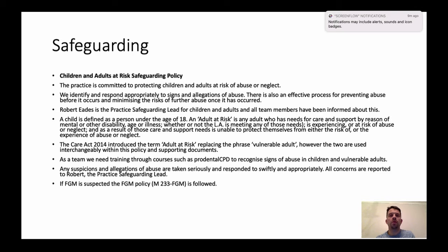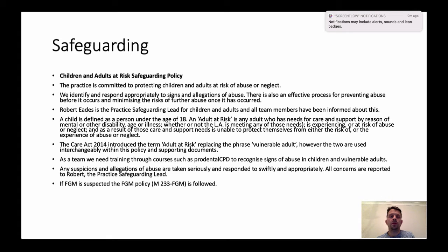Safeguarding is a really serious and very, very important protocol that we've got at the practice. So we must always protect children and adults at risk of abuse and neglect. If we identify it, we need to make sure that we have a really effective response. That includes reporting any safeguarding issues to myself as the safeguarding lead for the practice.